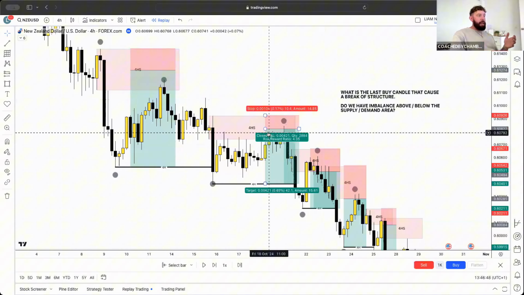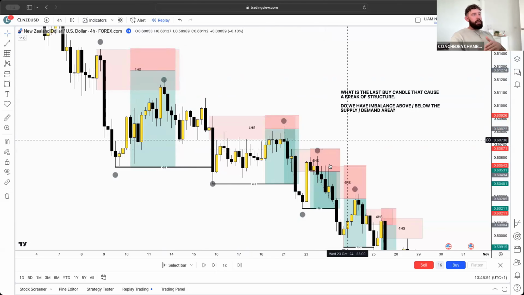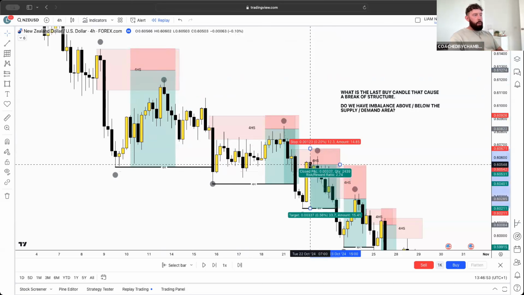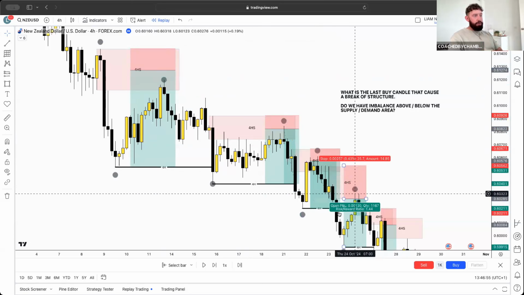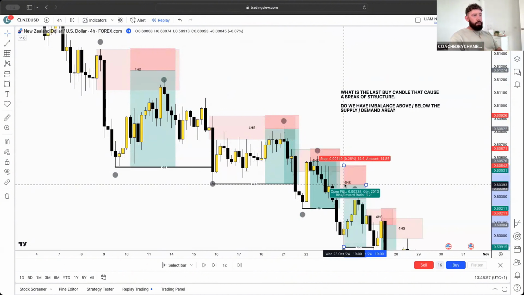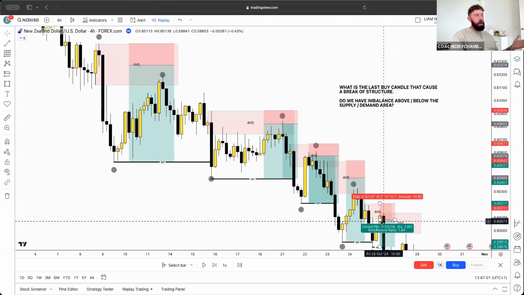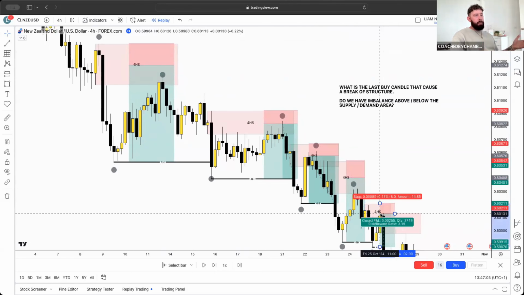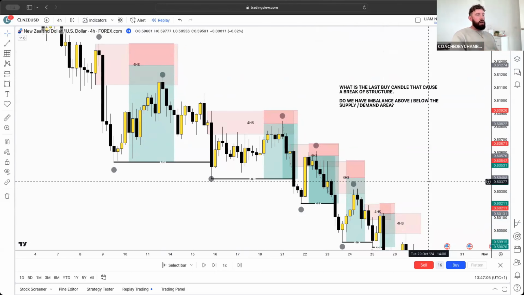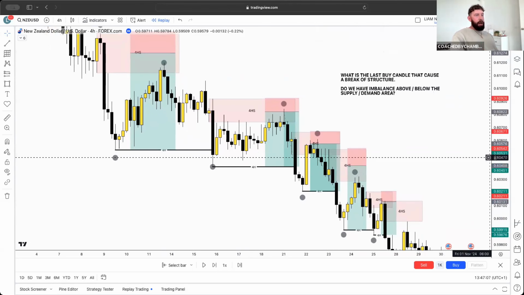If I had taken midway through the supply, I would have made this amount. And you'll be able to notice what is actually more beneficial for your trading and what would have made you more money. Would it have been taking trades from the top of the box, or would it have been taking trades from the middle of the box? So yeah, that is how I break it down.